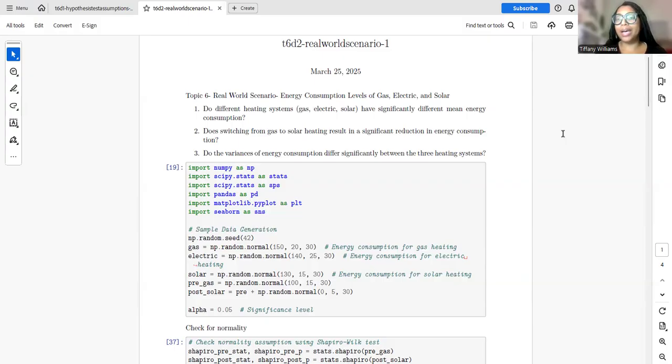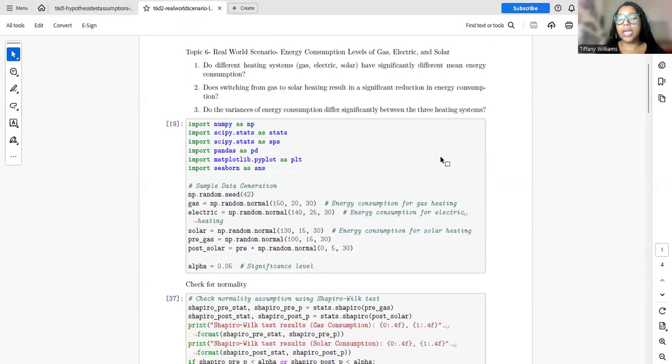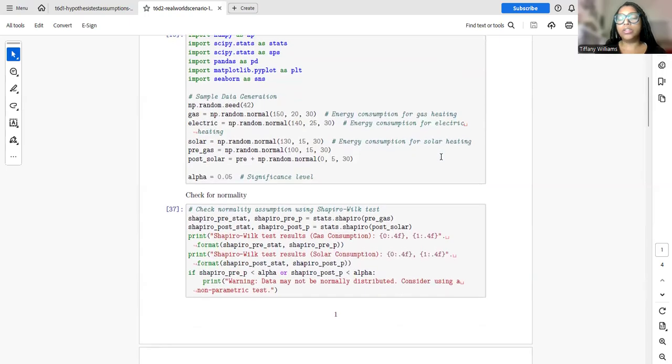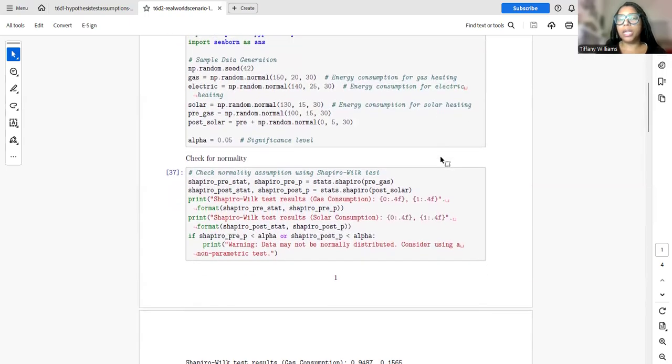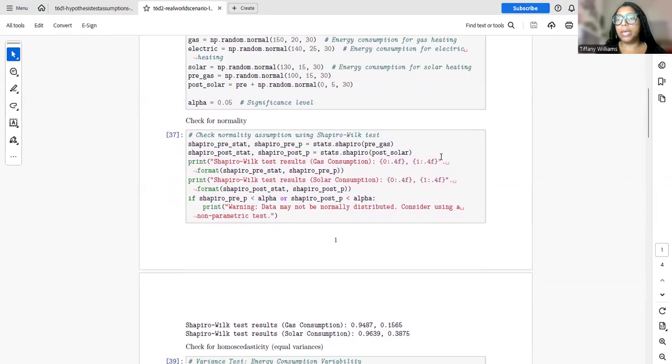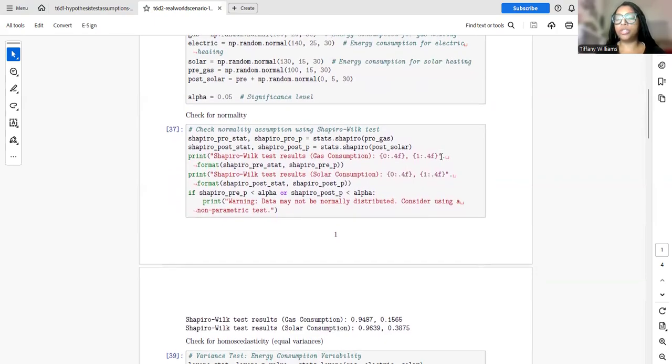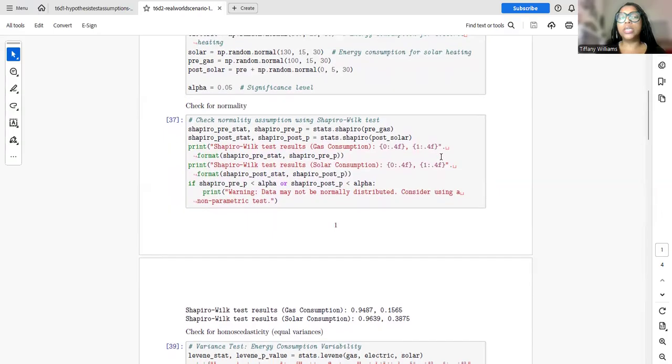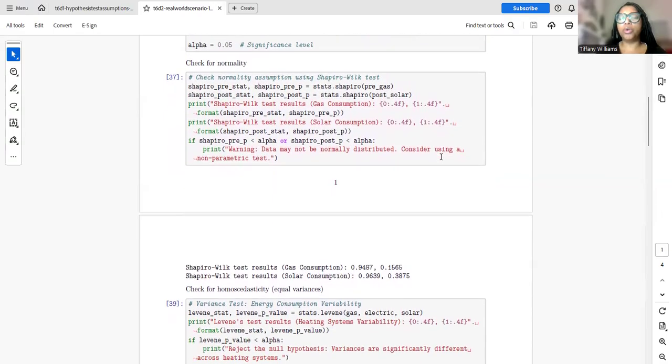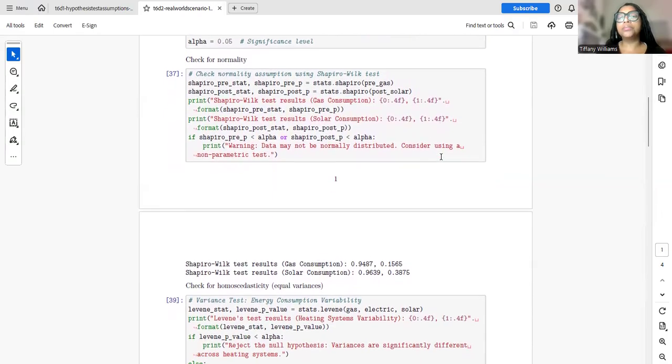This was not data that was actually taken from homes. I generated this data using Python, as you can see. So the first thing we'll do is check for normality. One of the assumptions that's commonly made in hypothesis testing is normal distribution. So we'll test normality using the Shapiro-Wilk test.